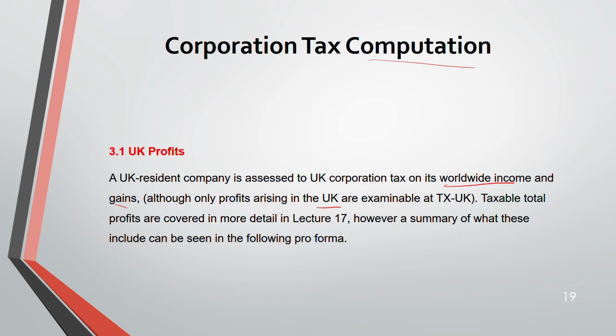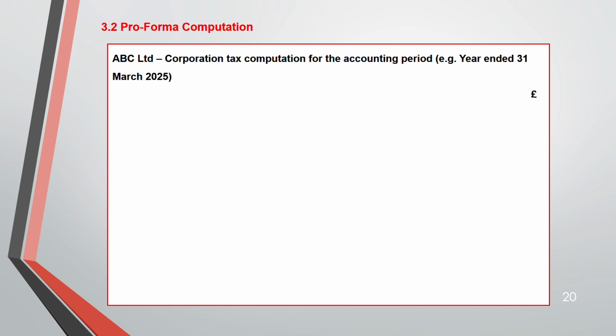Now, taxable total profit will be covered in more detail in lecture 17. But here a summary is given of what is included. So you can see this from the pro forma. Let us see the pro forma. Let's say it's ABC company preparing their corporation tax for the year ended 31st March 2025. Remember, it's for the accounting period, not tax year.